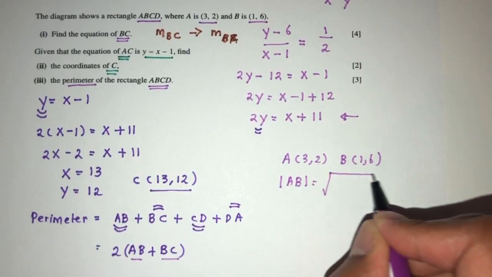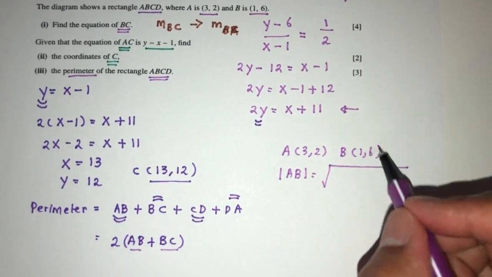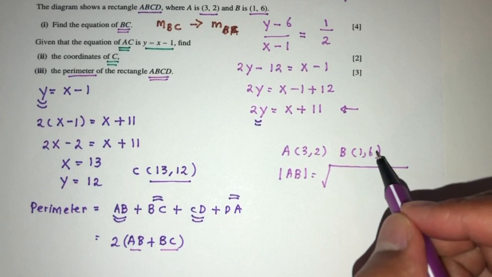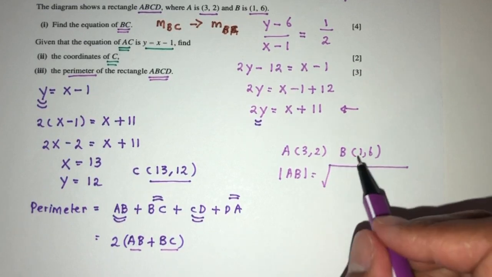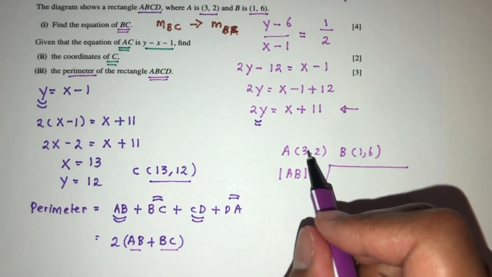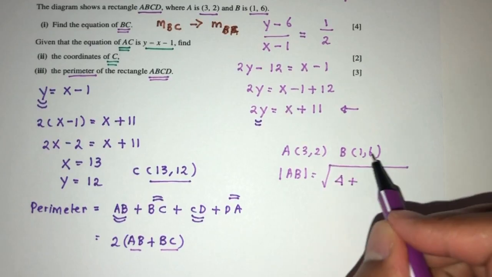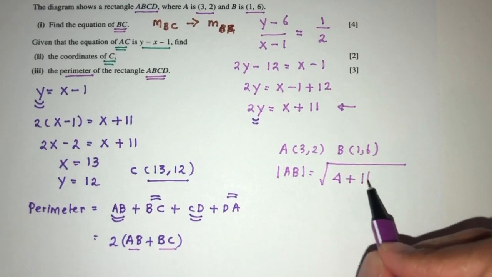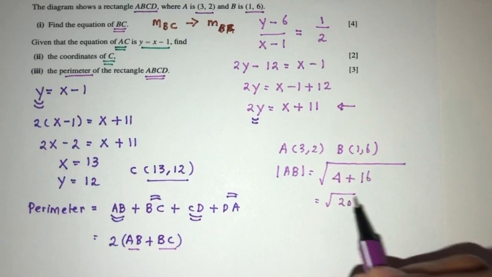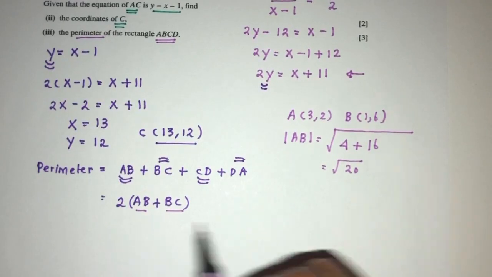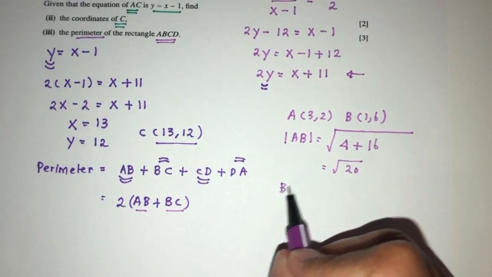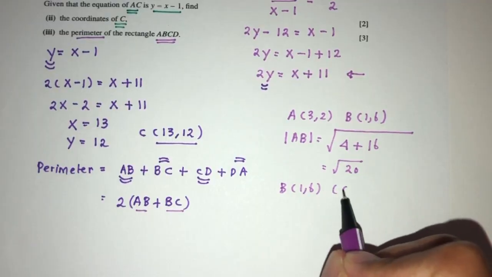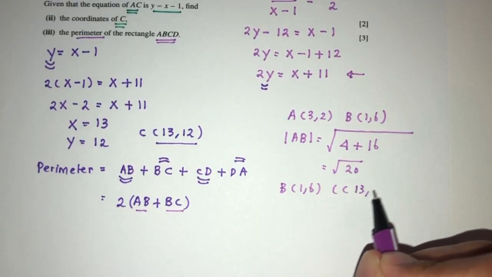Pretty easy. Use our formula, which is x2 minus x1. So 1 minus 3 is minus 2. Then square, that will be 4. Plus this minus this will be 4 squared, that will be 16. That will be root of 20. Now moving on to BC. B is (1, 6) and C was found to be (13, 12).